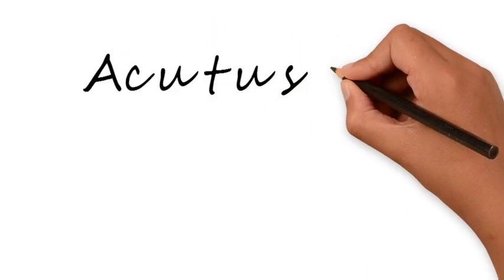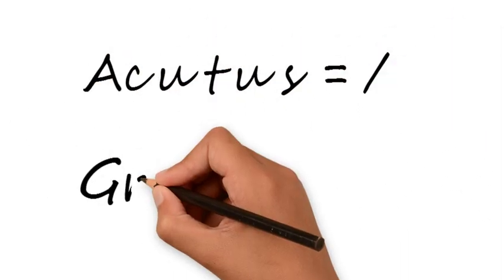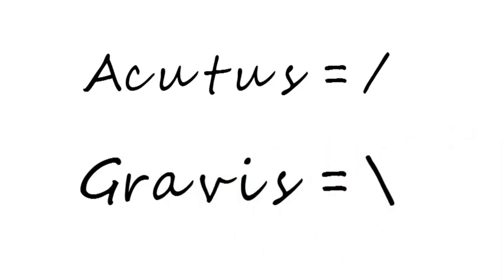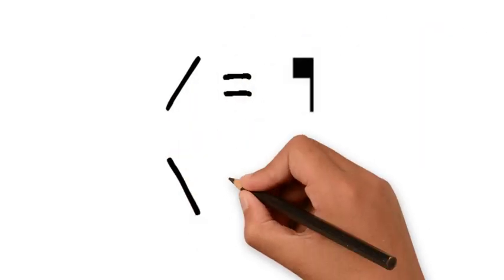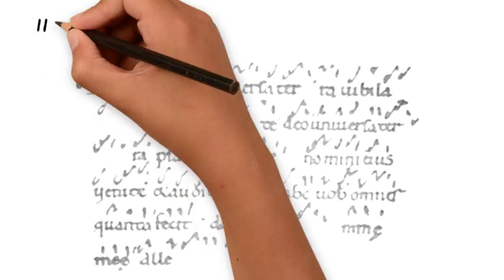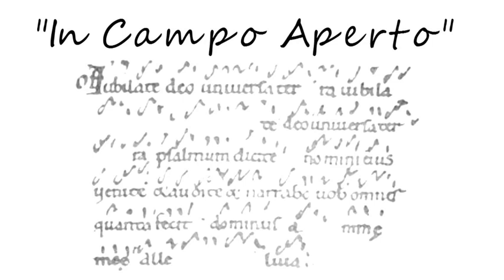Acutus, or acute, indicated the rising of the voice, while gravis, or grave, indicated the falling of the voice. By the 9th century AD, these marks became the basic figures of Gregorian chant notation. The acutus evolved into a virga, and the gravis evolved into a punctum. Earlier neume notation used the virga to represent a higher pitch than its predecessor note, while the punctum was used to show lower pitches. These neumes were in campo aperto, or free-form wavy lines above the text.